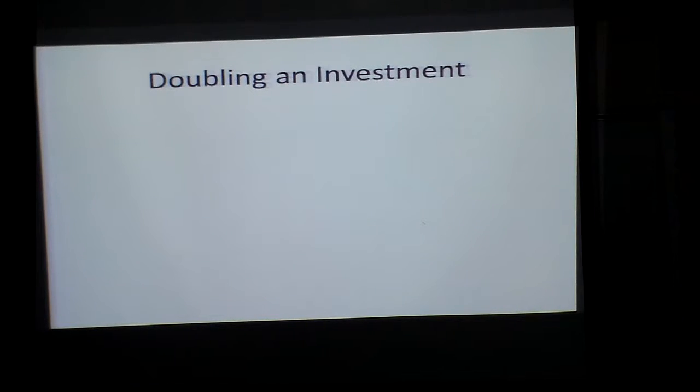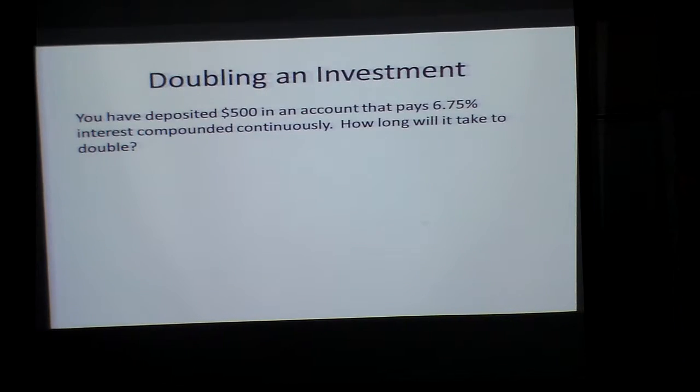Right, application story problem about doubling an investment. So let's say we have $500 at 6.75% interest. It's compounded continuously. How long will it take to double? Well, remember that if it's compounded continuously, here's our formula. A equals P e to the rate times t.